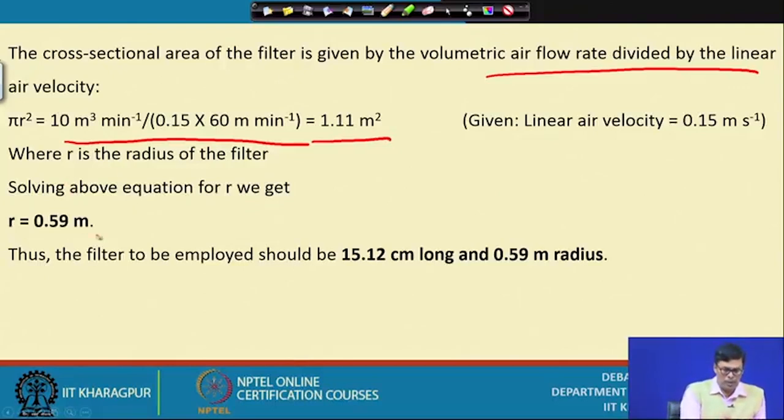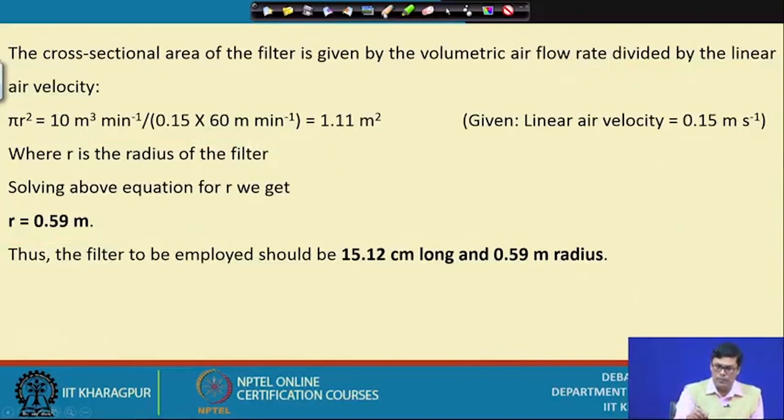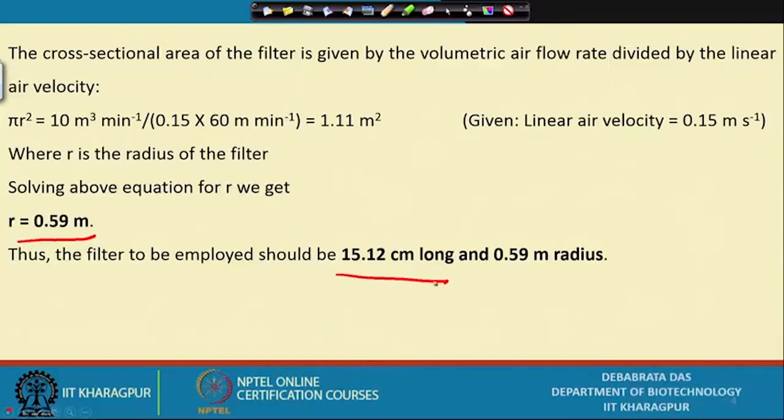Solving the above parameters, we can find out r equal to 0.58. So the cross section of the filter is coming about this radius, 0.59 meter, and the length is this, that we can easily calculate. How can we do the calculation of this particular thing?